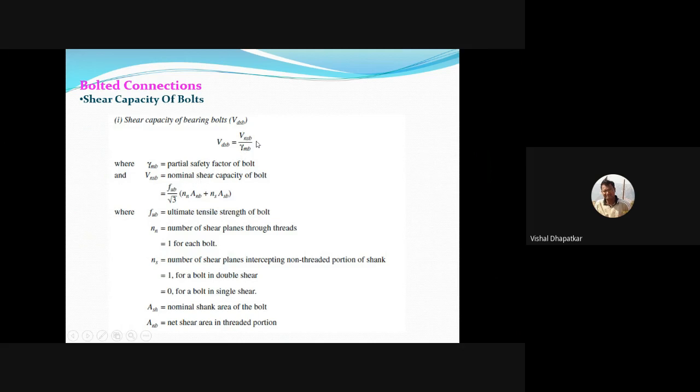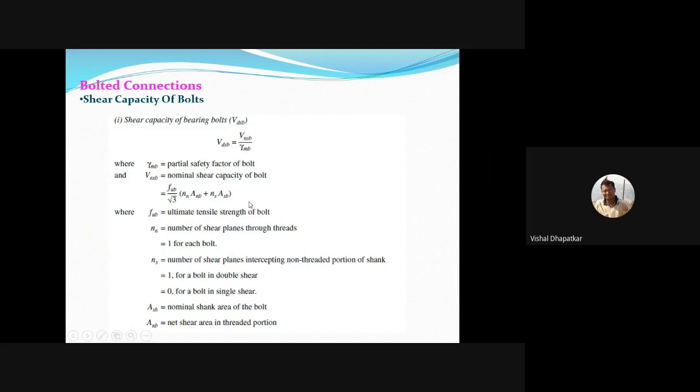Then how can we calculate this nominal shear capacity of the bolt? It is calculated by the ultimate tensile strength of the bolt divided by root 3, into (nN into ANB plus nS into ASB). So what is nN? nN is the number of shear planes through threads, and nS is the number of shear planes intercepting the non-threaded portion of the shank.